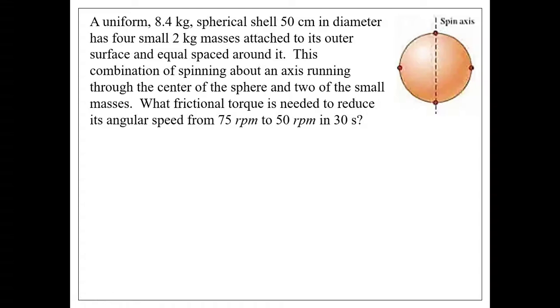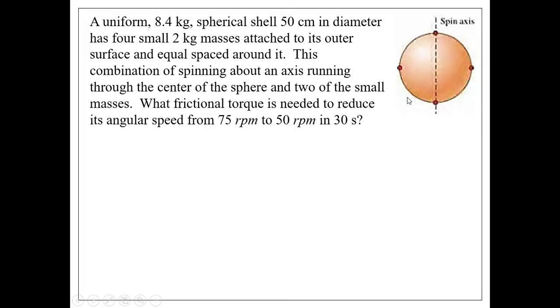All right, so in this particular video, I have a couple of different torque problems for you to keep up here. The first one is this one. It says the uniform 8.4 kilogram spherical shell has a diameter of 50 centimeters and it has four small 2 kilogram masses attached to the outer edge.